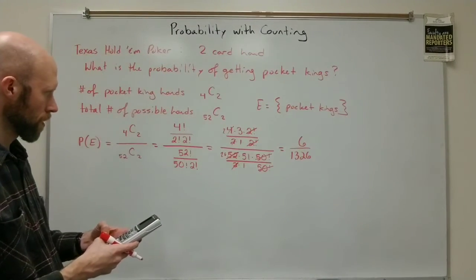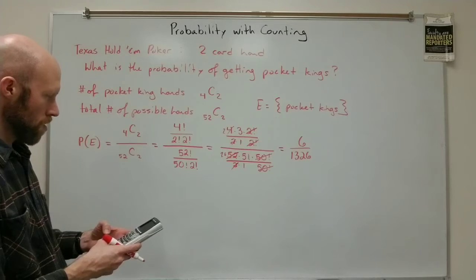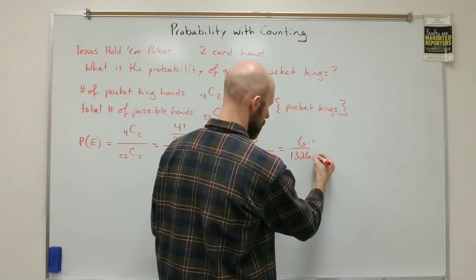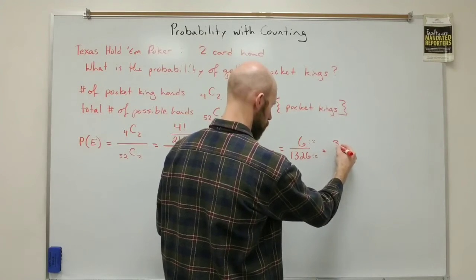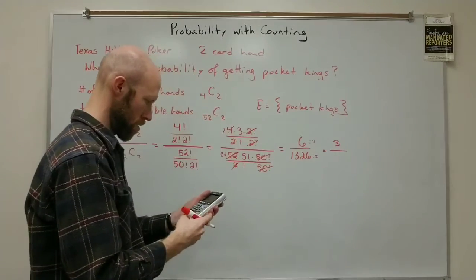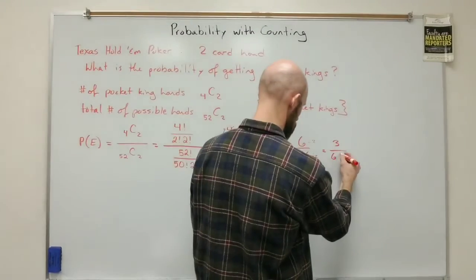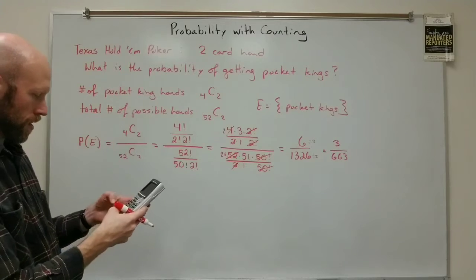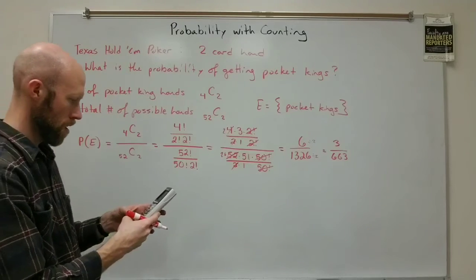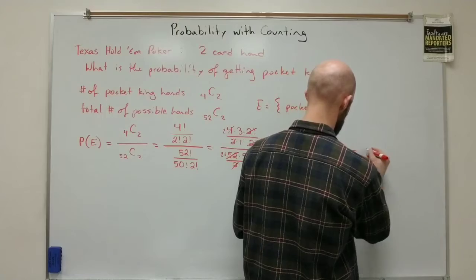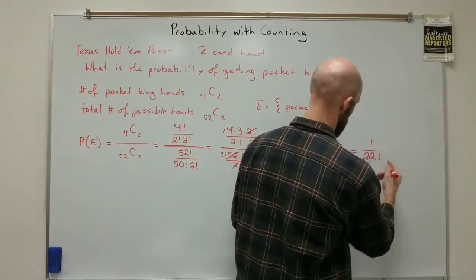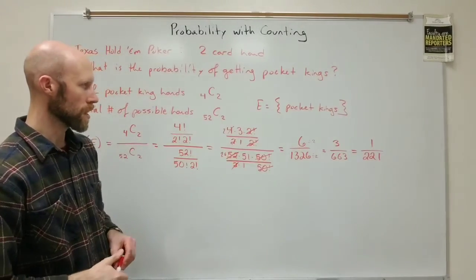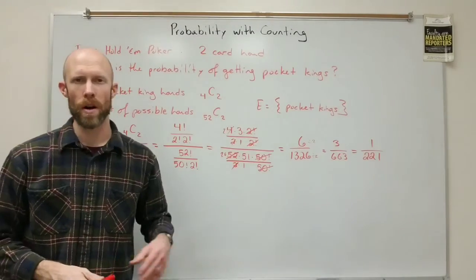Does it divide evenly? No, but it's divisible by 2. If I reduce it down, they're both divisible by 2. That'd be 3 over 663. Oh, there's a 3 hiding in there, so divide that by 3. And it's 1 over 221. Okay. So the probability then of getting pocket kings is 1 out of 221.